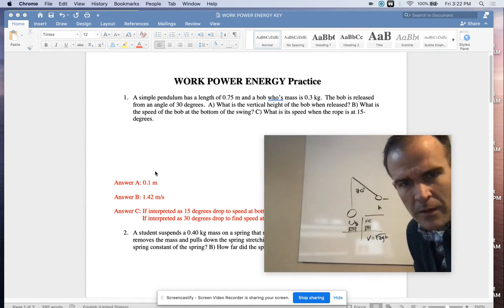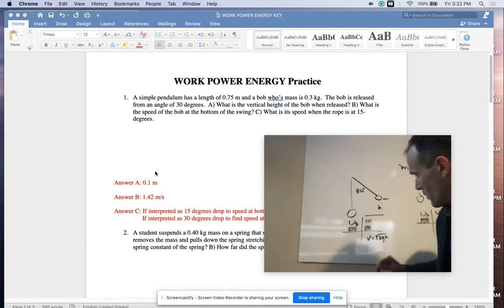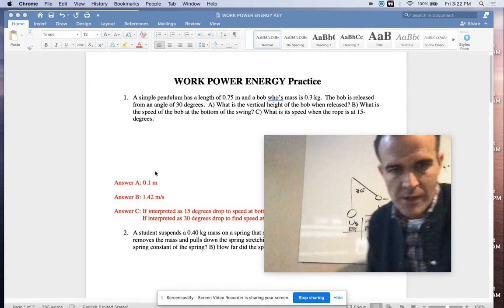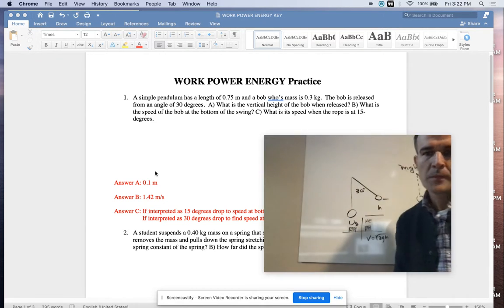That was part A there. Speed at the bottom: when you have mgh equal to 1/2 mv squared, you can cancel out the mass and go right to v equals radical 2gh. Put in the height change, 0.1, gravity 10, and you get a velocity, I got 1.42.